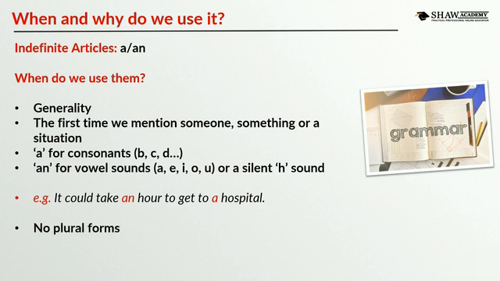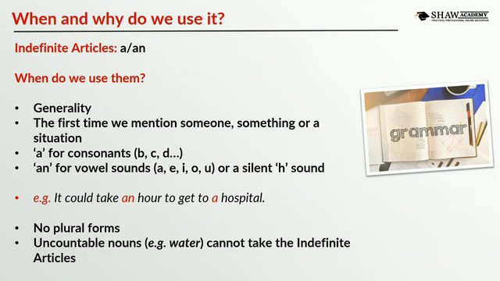And guys, remember that there is no plural form for the indefinite articles. That's when we just use nothing. So for example, a book and then just books. When it's plural, we do not use an article. And uncountable nouns, for example, water, cannot take the indefinite articles. So we cannot say a water because it is uncountable. You cannot have one water.